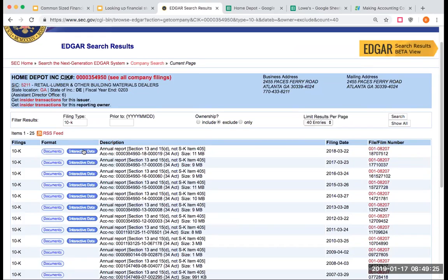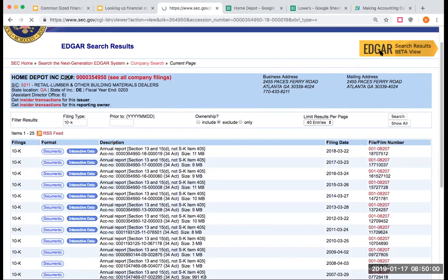So I'm going to go over here to the 10-K. I'm going to click on interactive data. Notice here the filing date was March 22nd, 2018. Essentially, Home Depot's last filing that they made was for the period ending January 2018. It's January 2019 right now, but their filing is not yet due. So we're going to click on interactive data.